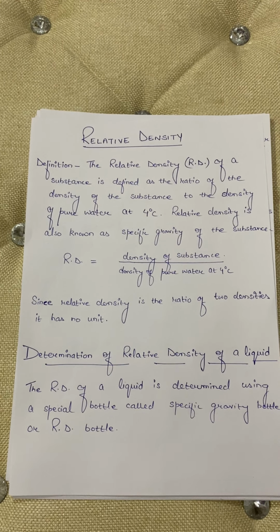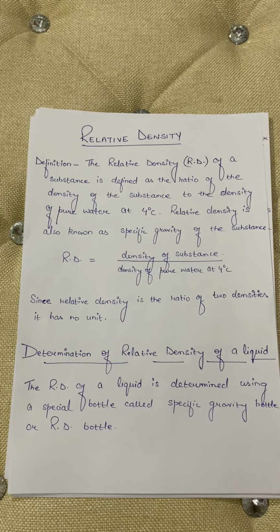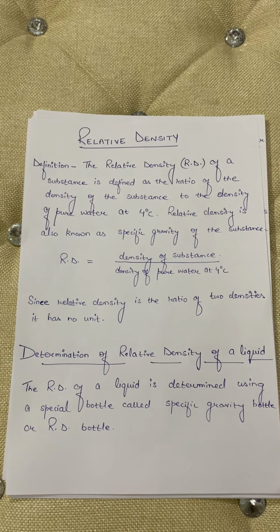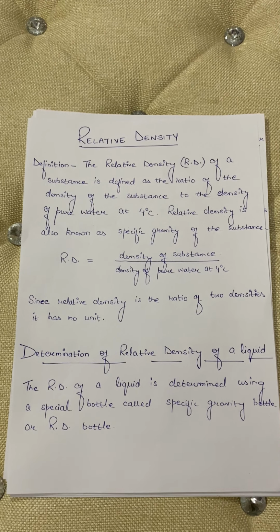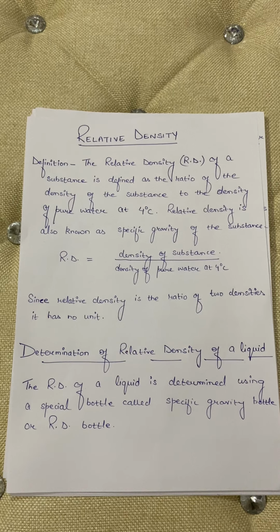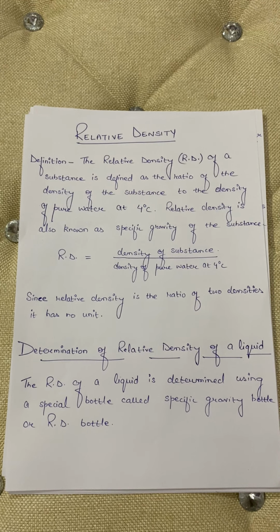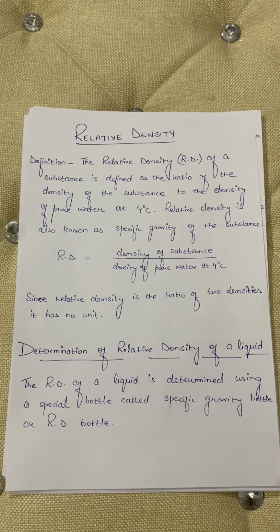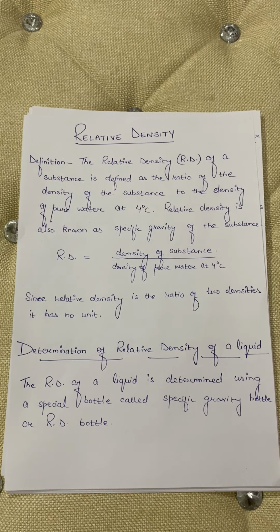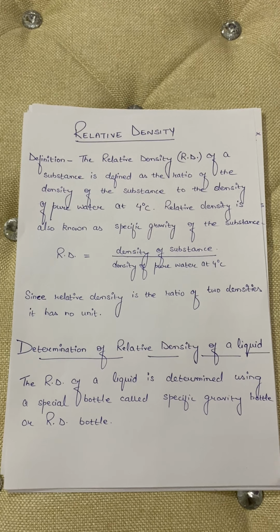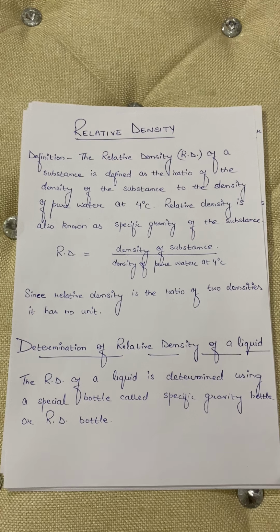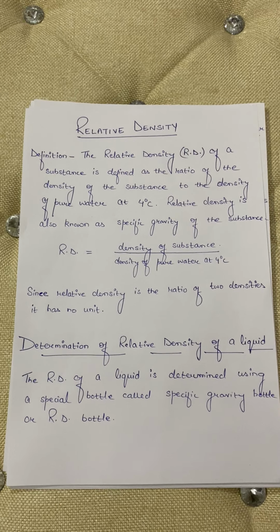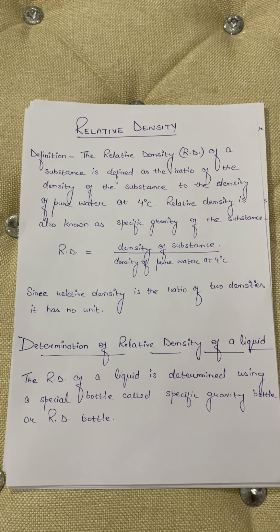Now, how is relative density different from the physical quantity, or from the term density? If you look at this term, relative density, the term itself is self-explanatory. Relative density is actually the ratio of the density of a substance to the density of pure water, at 4 degrees Celsius.